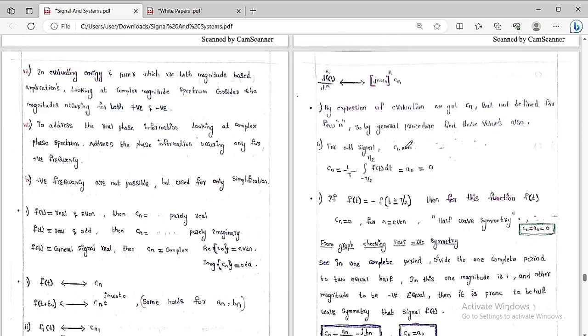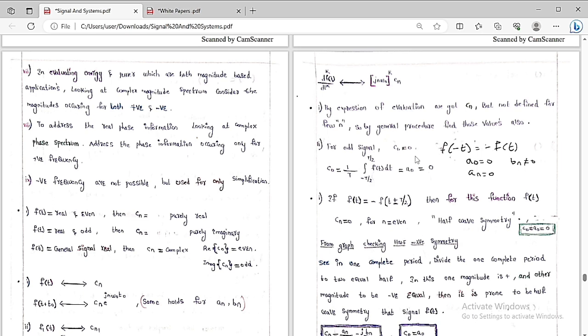Now the next point is for odd signals. For an odd signal, what is going to happen? I have already told you the meaning of an odd signal. An odd signal means f of minus t is equal to minus f of t, then the signal follows odd symmetry. So for an odd signal, a0 is equal to 0, an is equal to 0, and bn is not equal to 0. I have already told you, right?